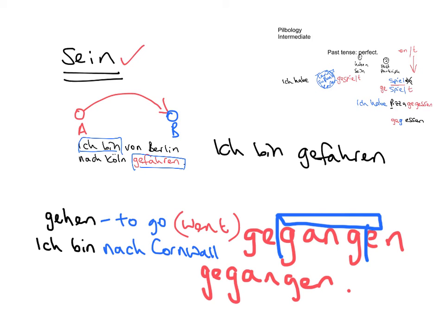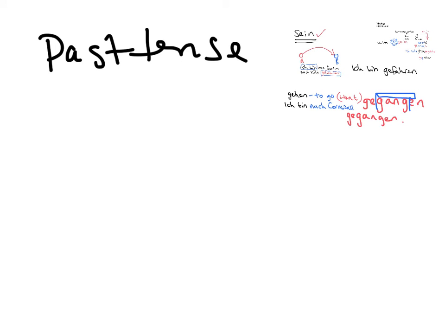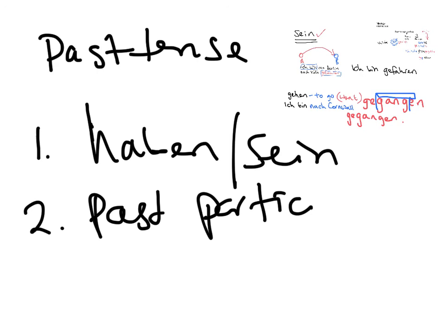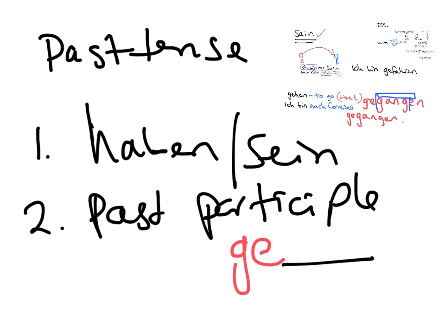Now, I'll just recap. In German, to form the past tense, we need two things. Thing one is either haben or sein, and thing two is the past participle. You can recognize the past participle in most cases by the fact that it's got a g at the beginning, then you've got the verb, and then you've got an ending. It's either going to be a t or an en. That's it. It is that simple.